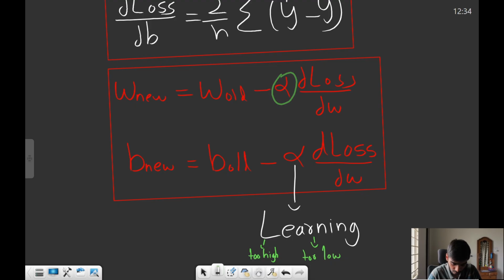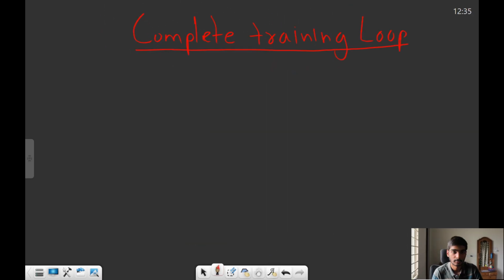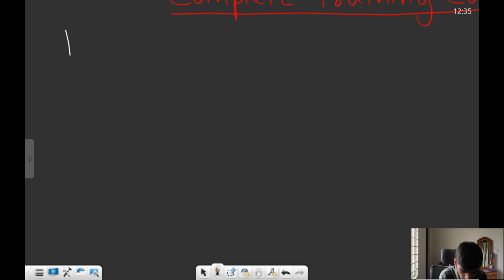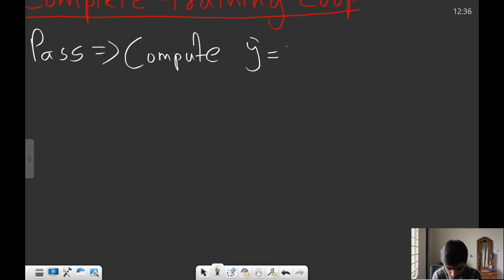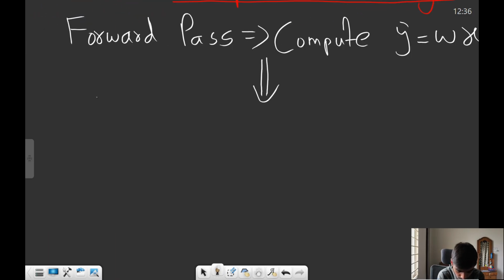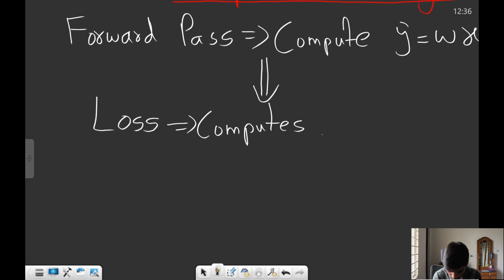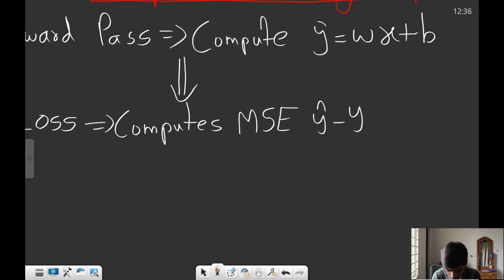This is the complete training loop. Now this is the complete training loop with real math. First, the forward pass, where you compute the predicted values of y cap by passing the input matrix x, which contains all the inputs. Then we compute the loss function, which computes the mean squared error between the predicted value and the actual value.